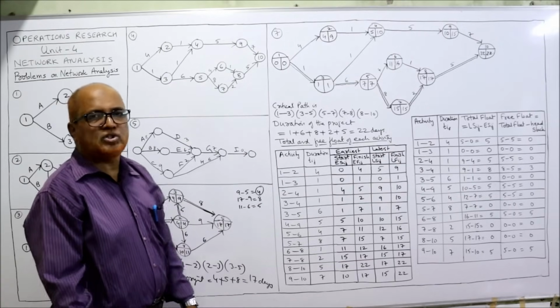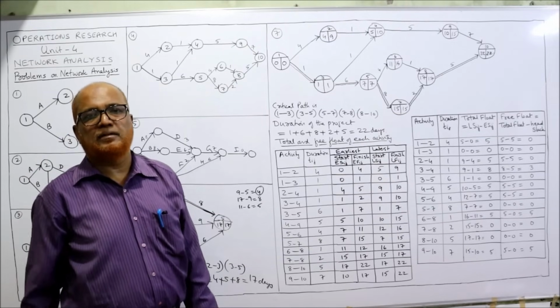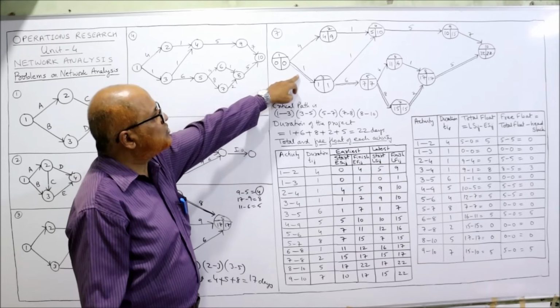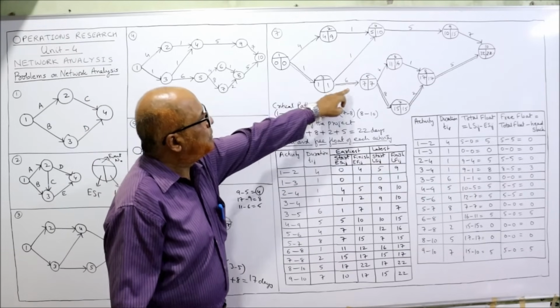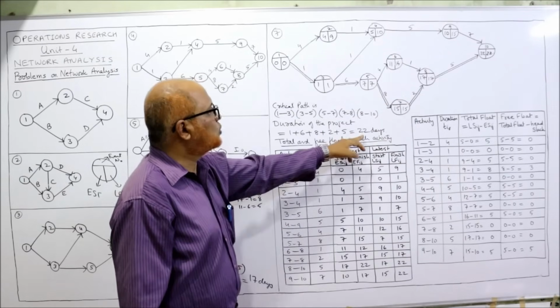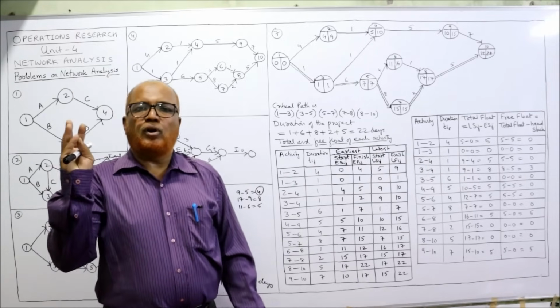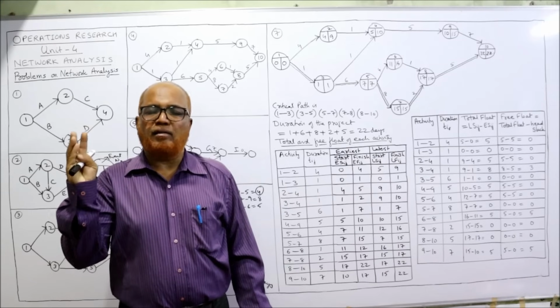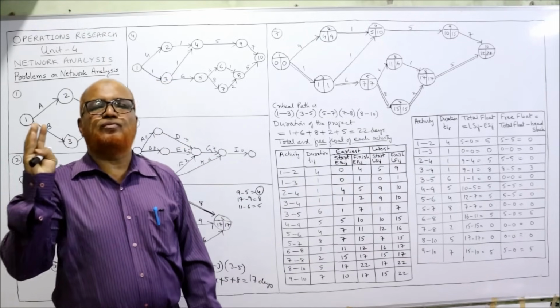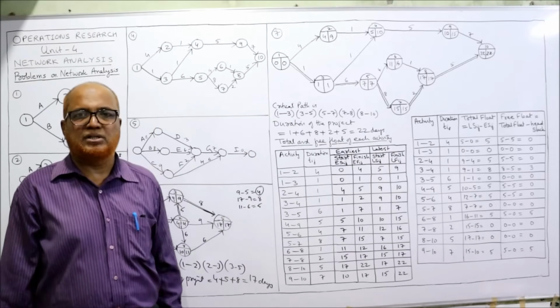And duration of the project. Add up all the duration of the critical path. The critical path, the duration is 1 plus 6 plus 8 plus 2 plus 5. You will get 22 days. That's all. So we have drawn the network diagram. We have calculated all EST and LFT values. We have found out the critical path and the duration of the project.